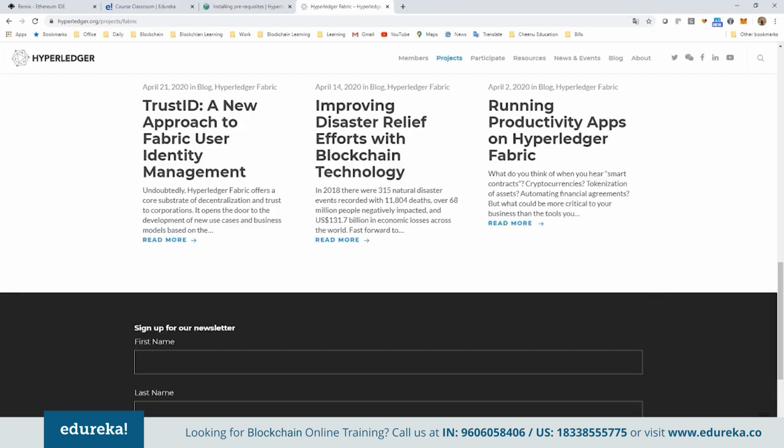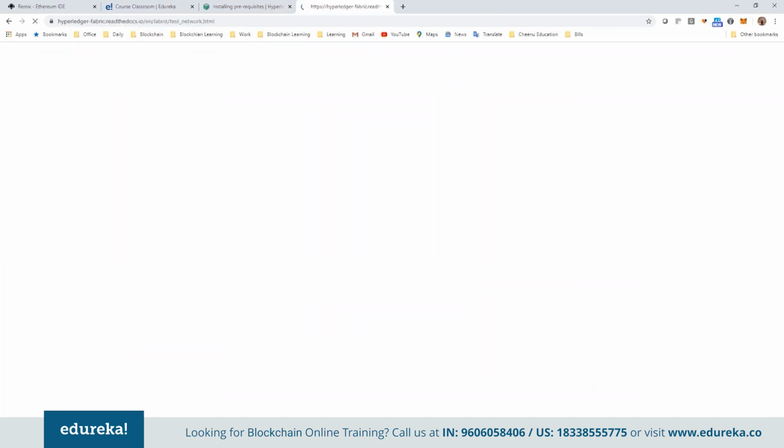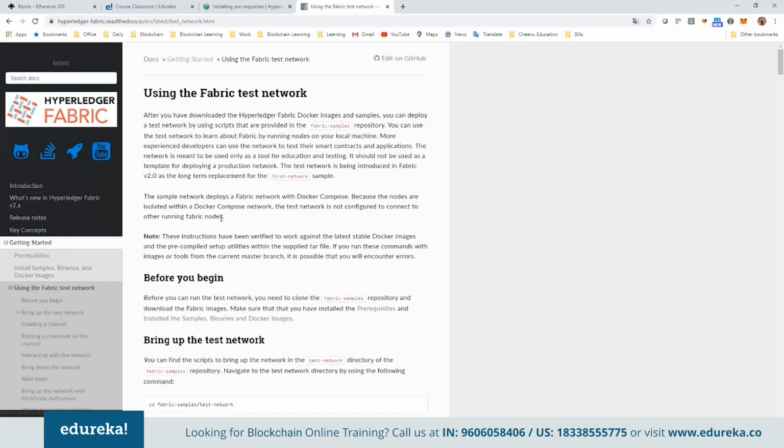And if you go to build your first network, it will direct you to the documentation of Hyperledger Fabric. The documentation is also very detailed. It tells you each and everything about how the architecture looks, what the different entities in a Hyperledger network are, and how they interact with each other. So it's a very, very detailed architecture. Let me try to explain it using the diagram.